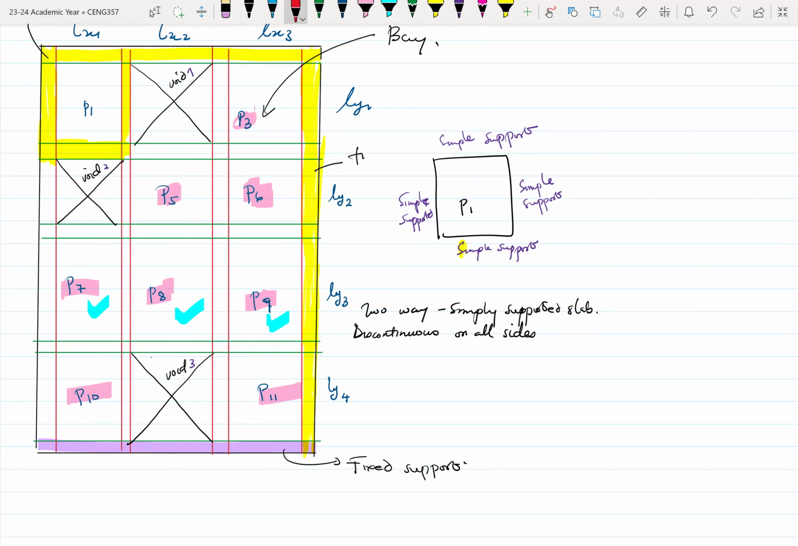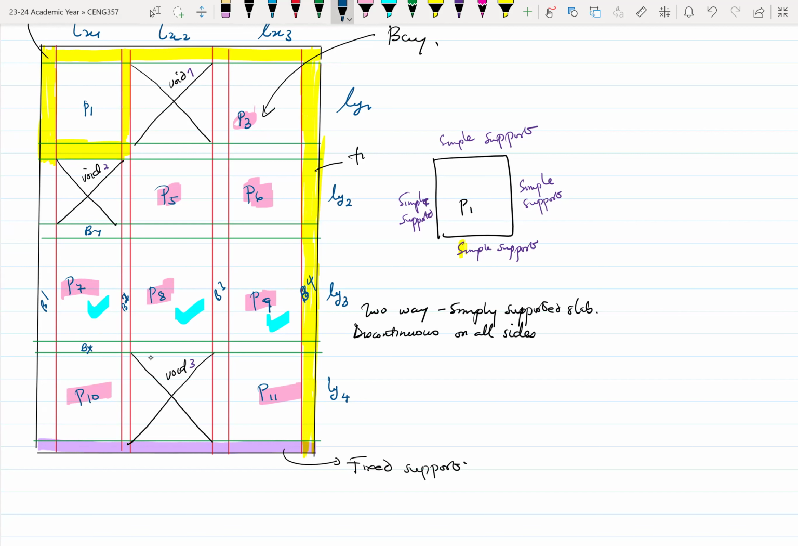So let's say if this is beam one. No, this is beam one, sorry. Let's make this one beam two. This is beam three. This is beam four. Okay. So maybe let me call this one beam X. Maybe this is beam Y. All right. So you can see that the panels P7, P8, P9, sorry, they are continuous over the supports.